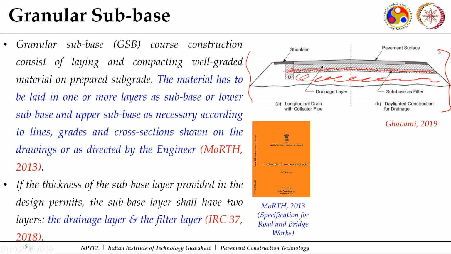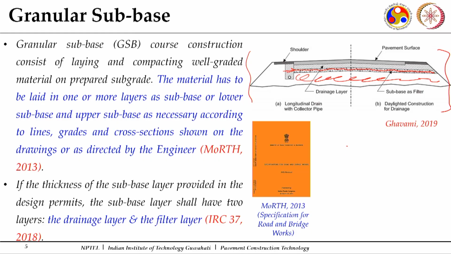This granular course can be constructed in a single layer or in multiple layers depending upon the requirements. The requirements are in terms of the load, the design traffic which is going to come, or it may be in terms of functional requirements. This granular course plays a very important role, especially in terms of the drainage of a flexible pavement structure. Whenever we talk about a flexible pavement structure, one parameter is very important, that is drainage.